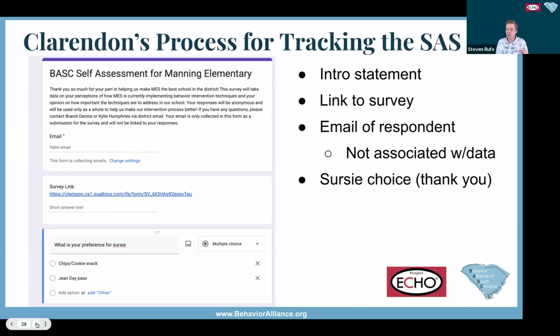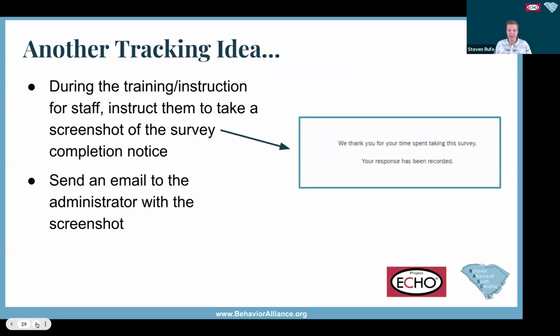So they did a little intro statement. They did that link. They asked for an email and said that it wasn't associated with their responses, and they gave them that thank you opportunity of recognition. So that was just an example from one of our district partners. I will note that on the Behavior Alliance side, we will, on a weekly basis, once the window opens, share with you how many surveys have been completed at your district so that you'll know by school how many surveys have been completed and who you might need to go give some extra love or support to make sure they reach that goal.